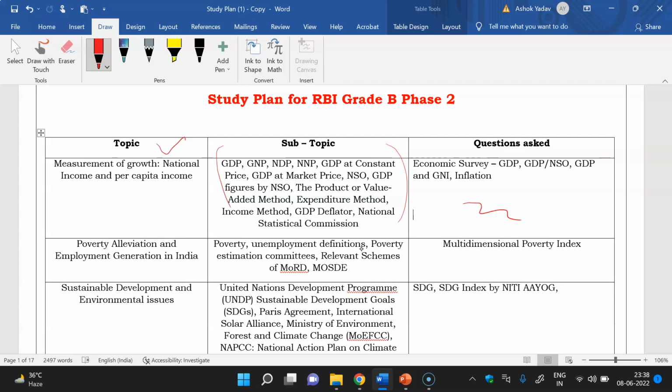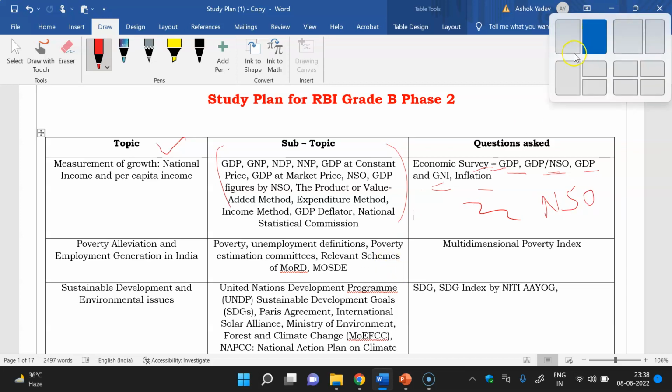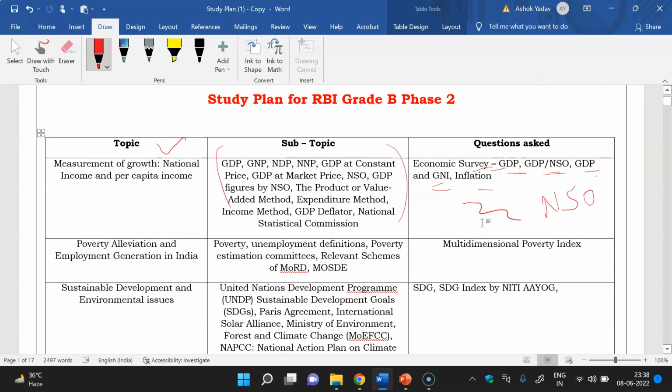These were asked in the last 3-4 years. You can see GDP by NSO, GDP and gross national income, inflation, economic survey. This GDP figure from the economic survey, GDP by NSO, the National Statistical Office, GDP and GNI, the gross domestic product and gross national income by NSO. So the NSO report is very important. It has been released recently, so it is very important. Facts and figures are very important. These questions will be asked in at least 2 marker questions. So these are important. You have to focus on such news from current affairs.